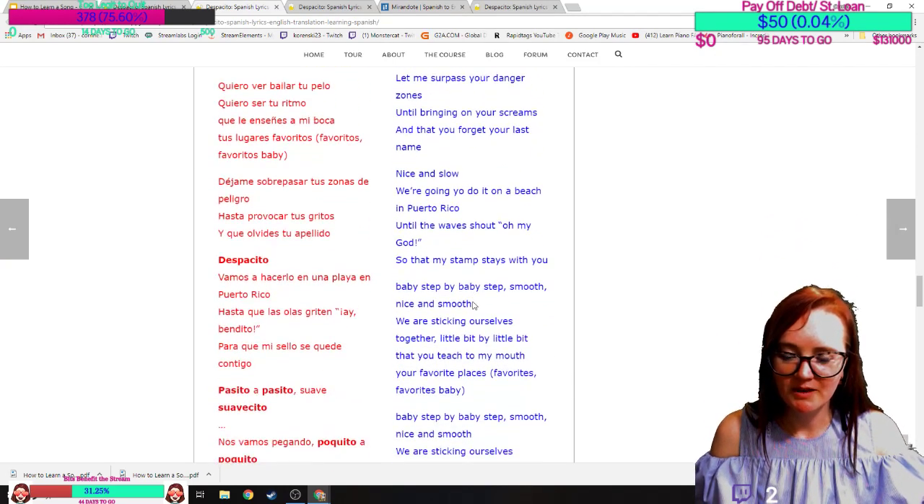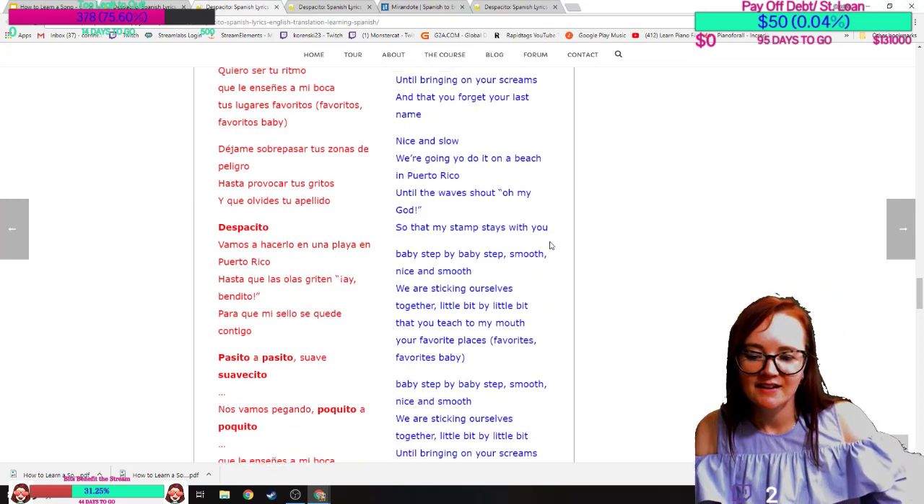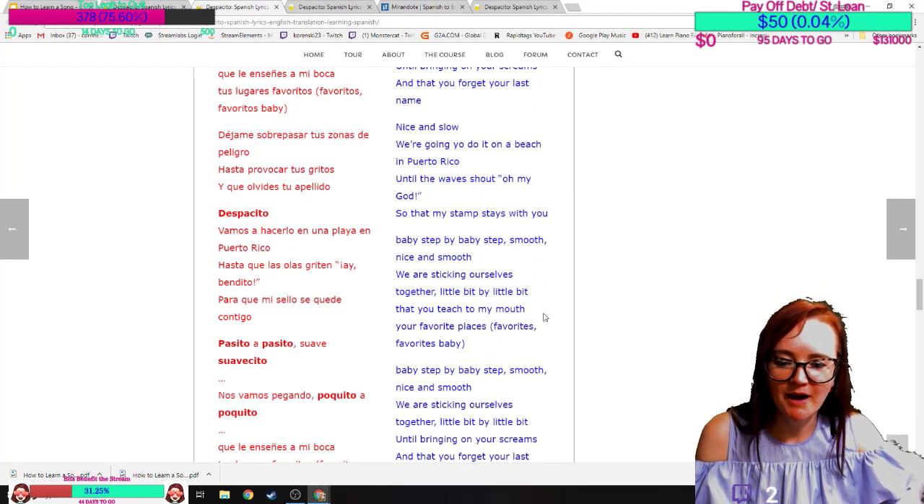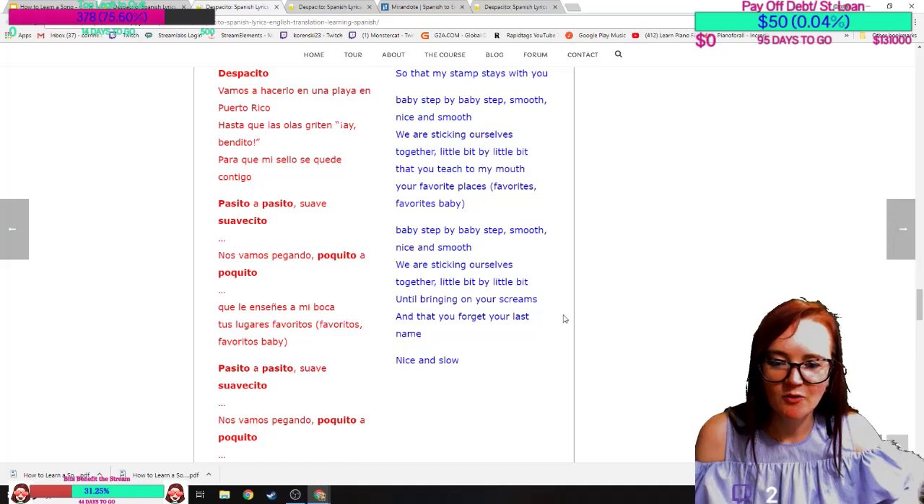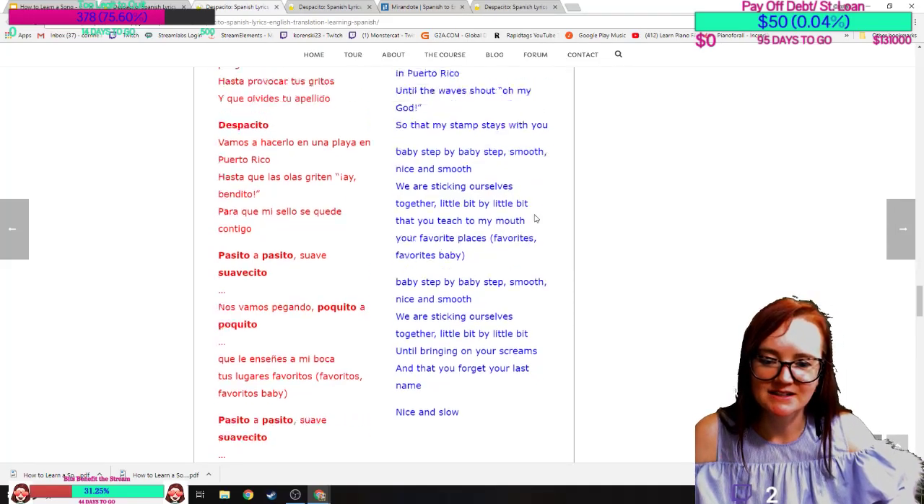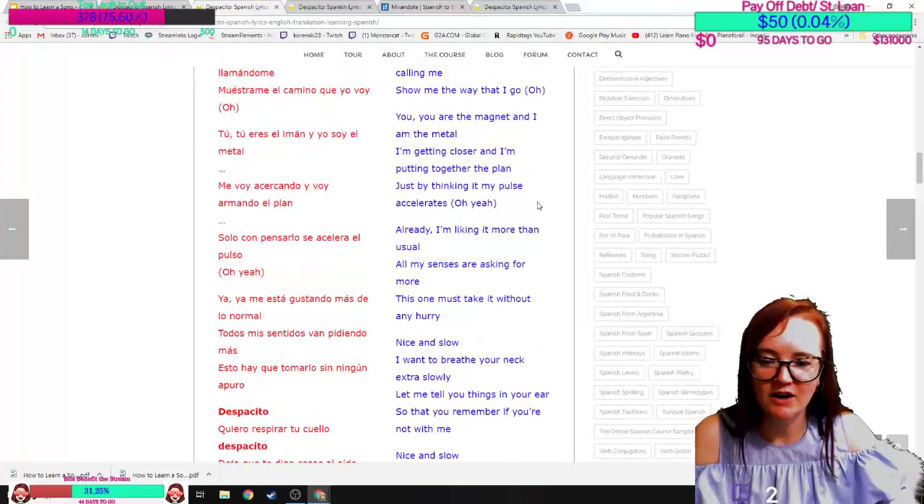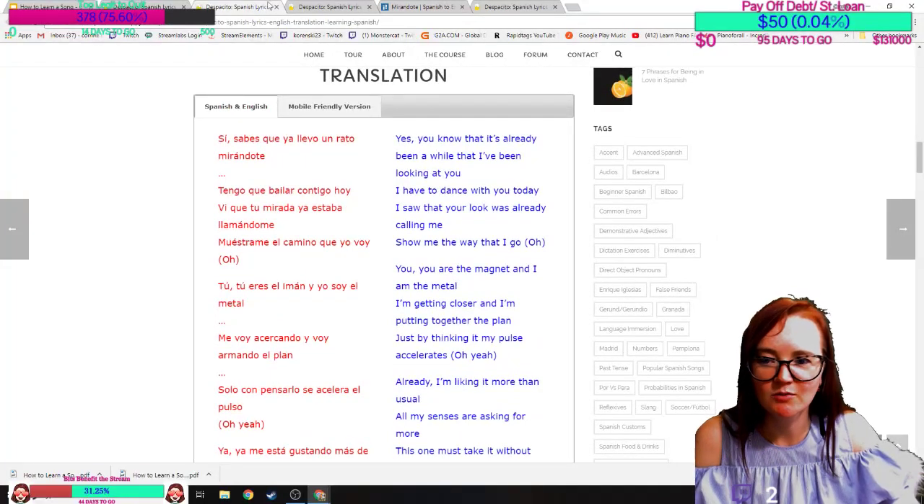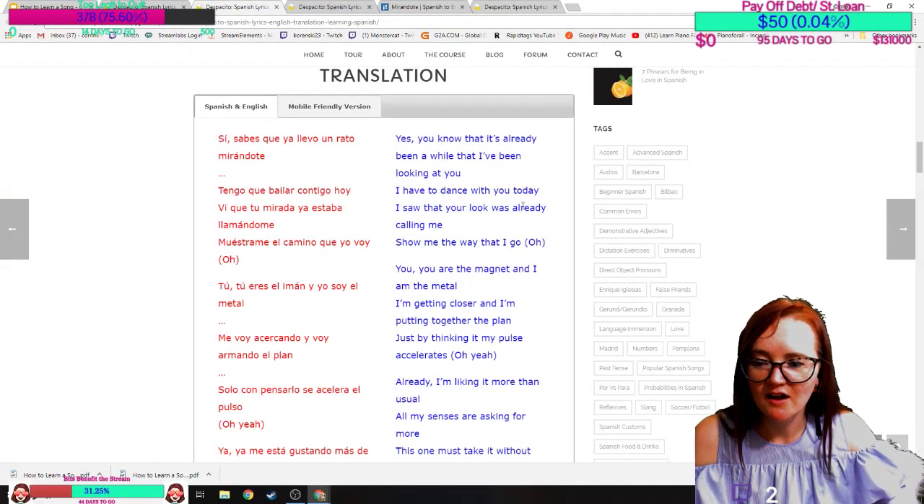It's definitely about people who are making love, but there's also this idea of little bit by bit, so it sounds almost like a dance. They're making love, but it's a dance. So that's what I'm getting from it, and they want to go very slowly and really enjoy this moment together. That's basically what the song's about.